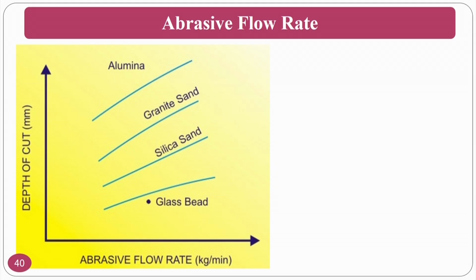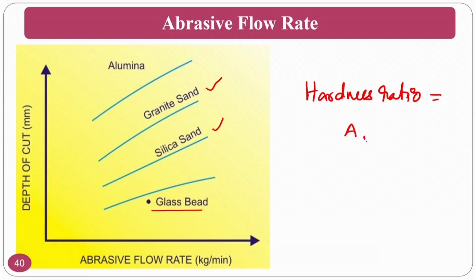So, the abrasive flow rate, if you see the abrasive flow rate, normally the depth of cut, as I said, if at all I want to cut a mild steel material, glass beads give very little, then silica sand, garnet sand and alumina. If I want to go deeper, then I have to choose a better hardness value, that is called hardness ratio. As I spoke in the previous slide, okay. So, hardness ratio is nothing but abrasive particle hardness versus the workpiece hardness.